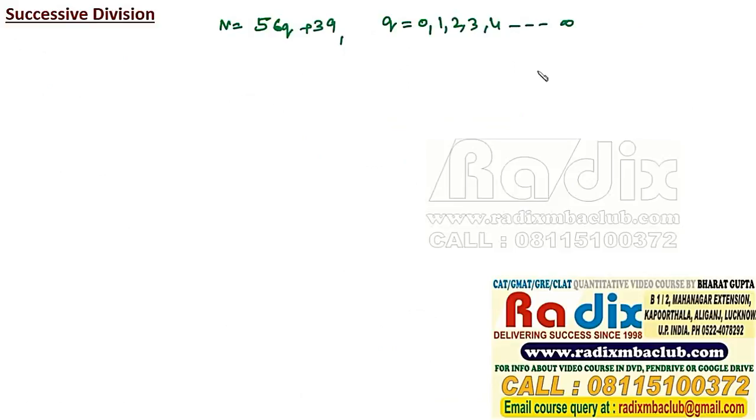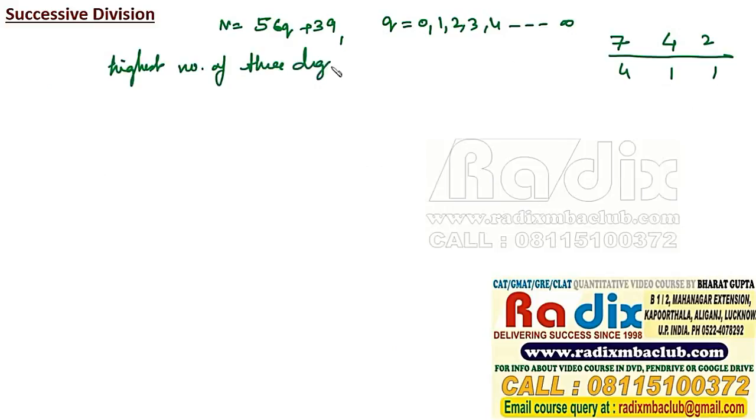Now our condition is that when divided by 7, 4, 2, the remainders are 4, 1, 1. Now a question may be asked like this: find the highest 3-digit number. So if we put the value of q as 1, 2, 3, 4, we will reach a point where we get the highest value of 3 digits.